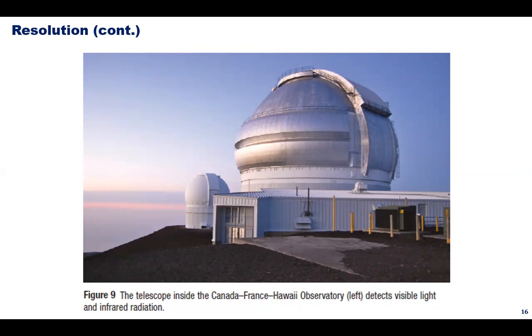Okay, we just talked about how astronomers use the telescopes with the largest mirrors to view the most distant objects, not only because they collect more light, but also because the large apertures reduce diffraction effects and offer greater resolution.